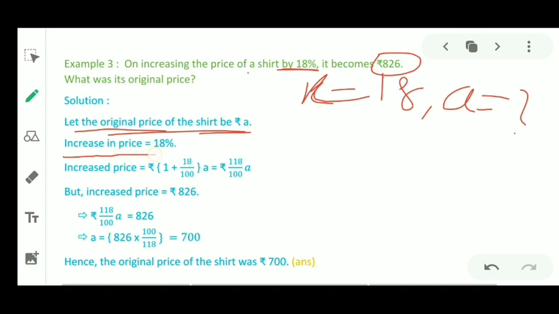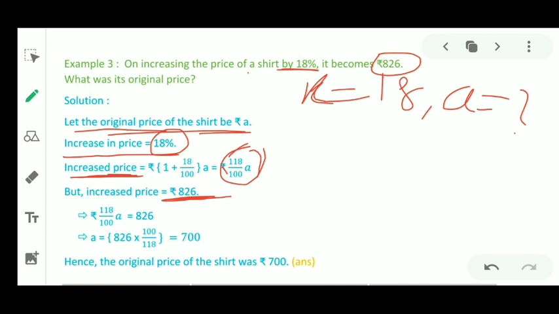The increase in the price is 18%. So the increased price will be what? The formula is 1 plus x by 100, into A. Here x is 18. So 1 plus 18 by 100 into A. Now 1 plus 18 by 100 will be 118 by 100 A. Clear? But the increased price is 826. Here we got the increased price as 118 by 100 A, and the increased price that was given is 826.